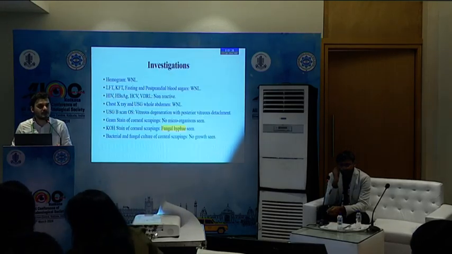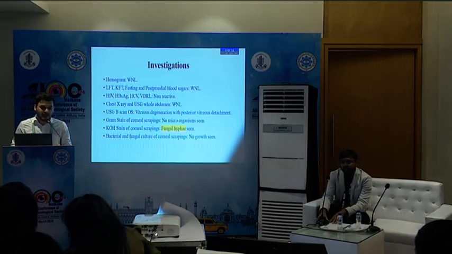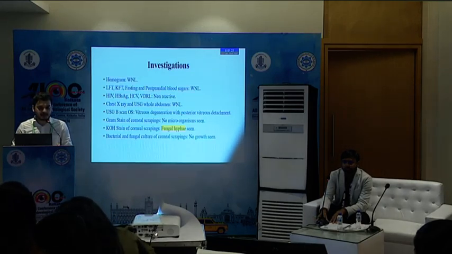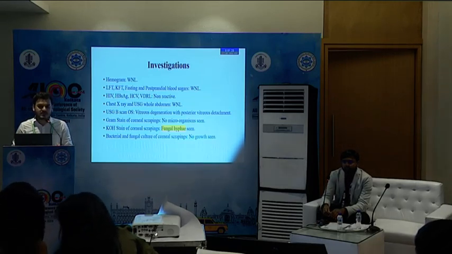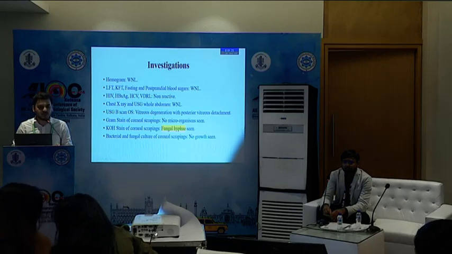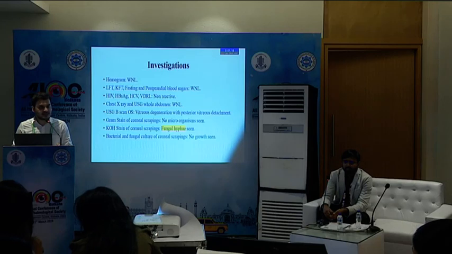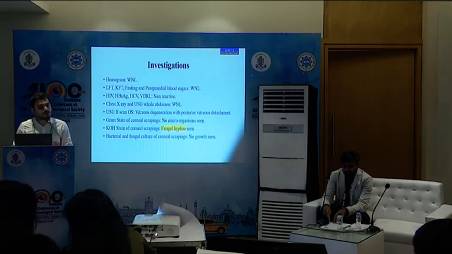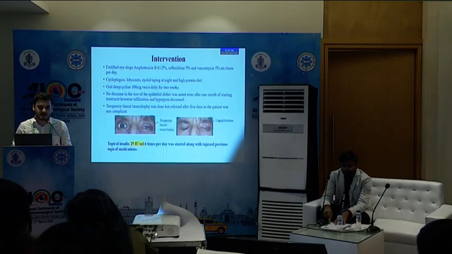On investigation, the routine workup of the patient was absolutely normal. The hemogram was normal. LFT, KFT, blood sugars, viral markers, VDRL, chest X-ray, and ultrasound whole abdomen were all normal. What is important here is that despite having 4+ cells and hypopyon in the AC, the posterior segment was completely normal. The ultrasound B scan showed only vitreous degeneration with posterior vitreous detachment. On microscopy, gram stain was negative, KOH stain showed fungal hyphae, but the bacterial and fungal cultures of corneal scrapings were both negative. Maybe that was because of lab error or clinical error.